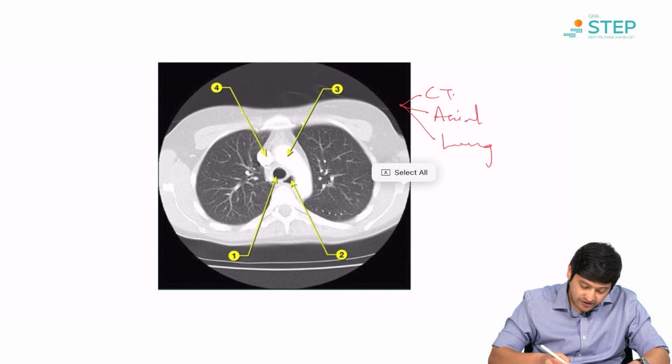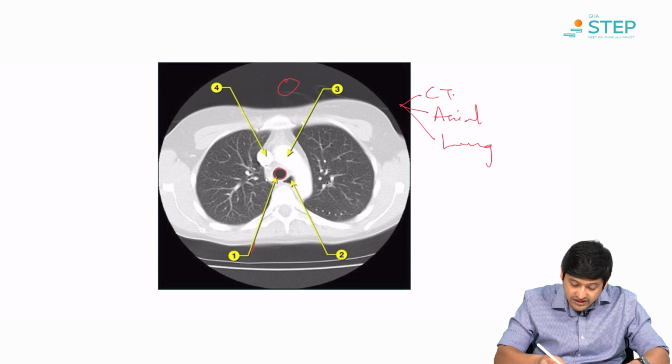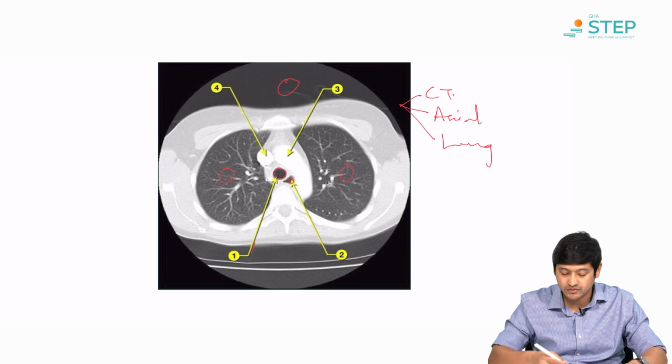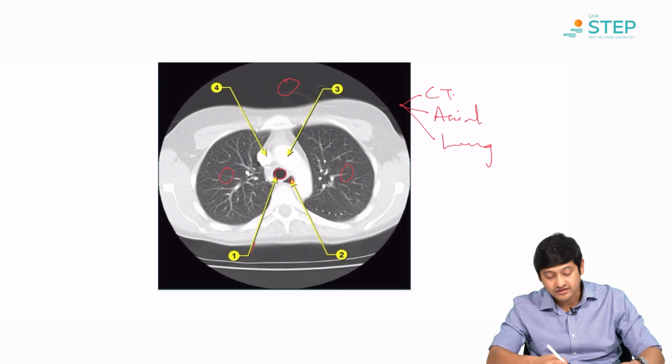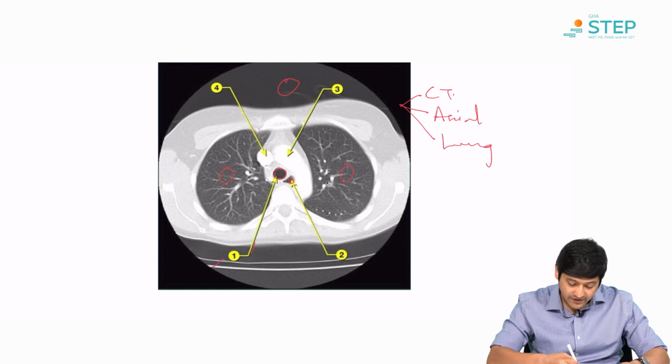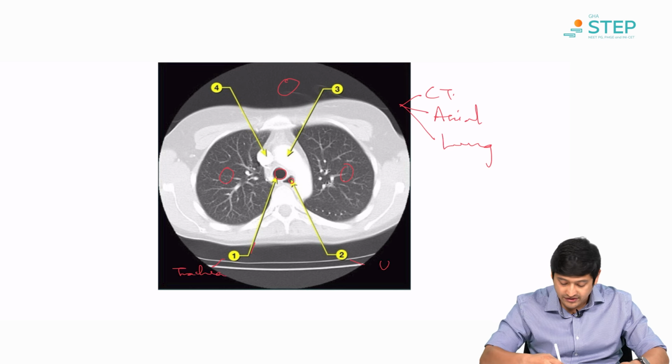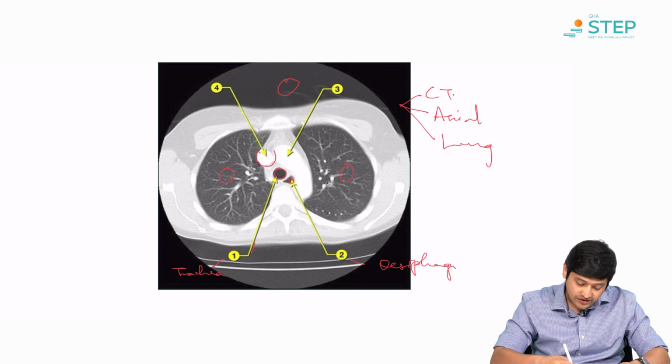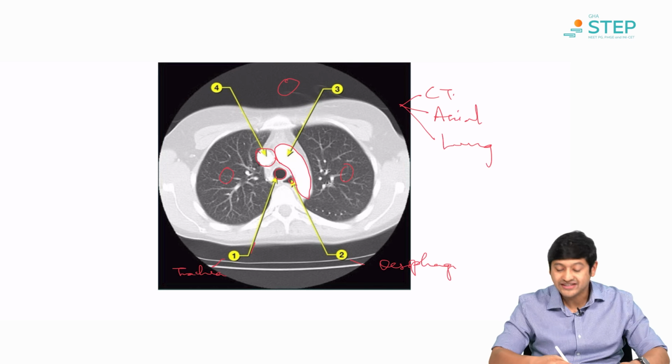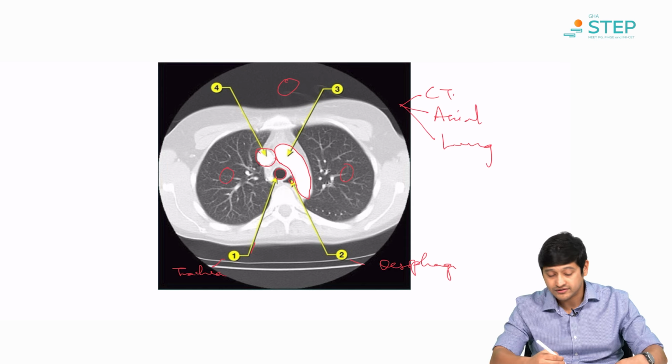The ones pointed out here are, number 1 is a lucent area. It is black. The air outside looks black, the air in the esophagus looks black, and the air in the parenchyma looks black. So these two air-filled structures are the trachea and the esophagus. The trachea is here and the esophagus is here. The other two structures appear to be relatively dense. They are more white on this given image.